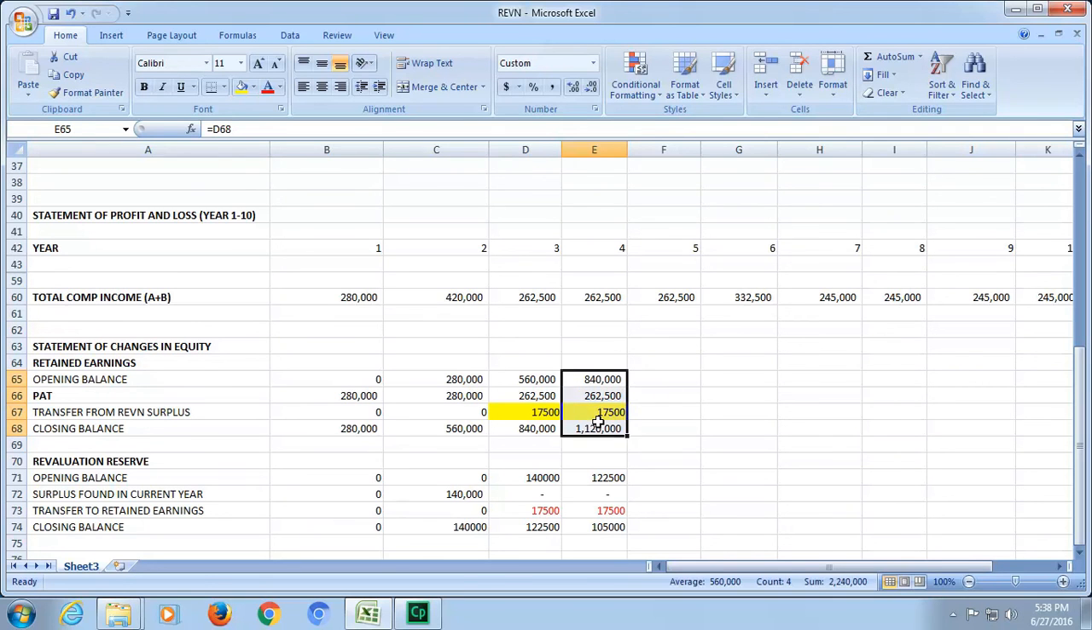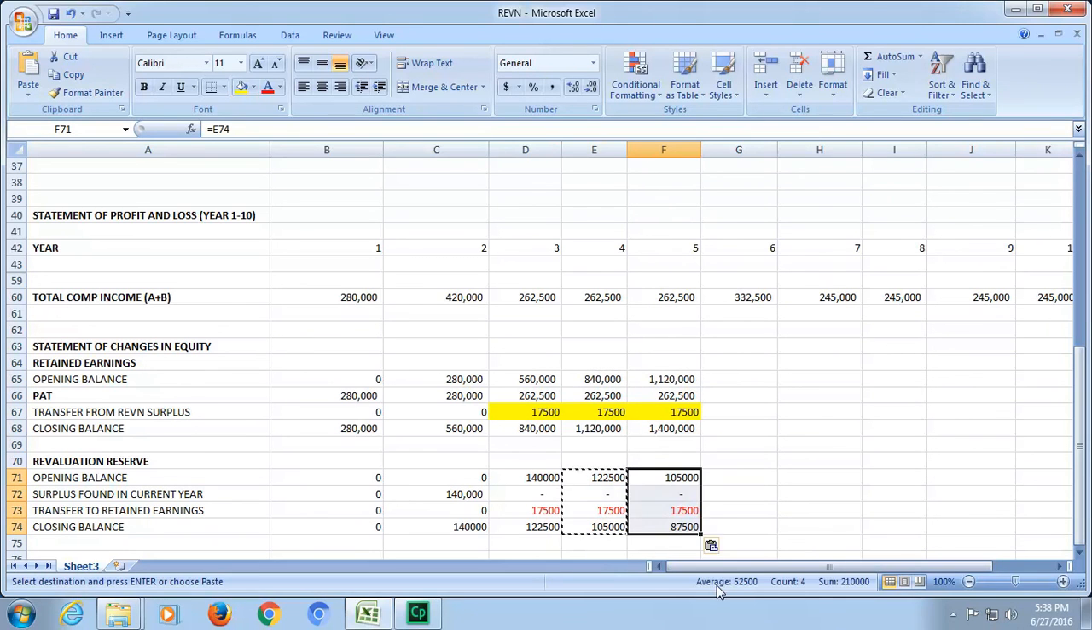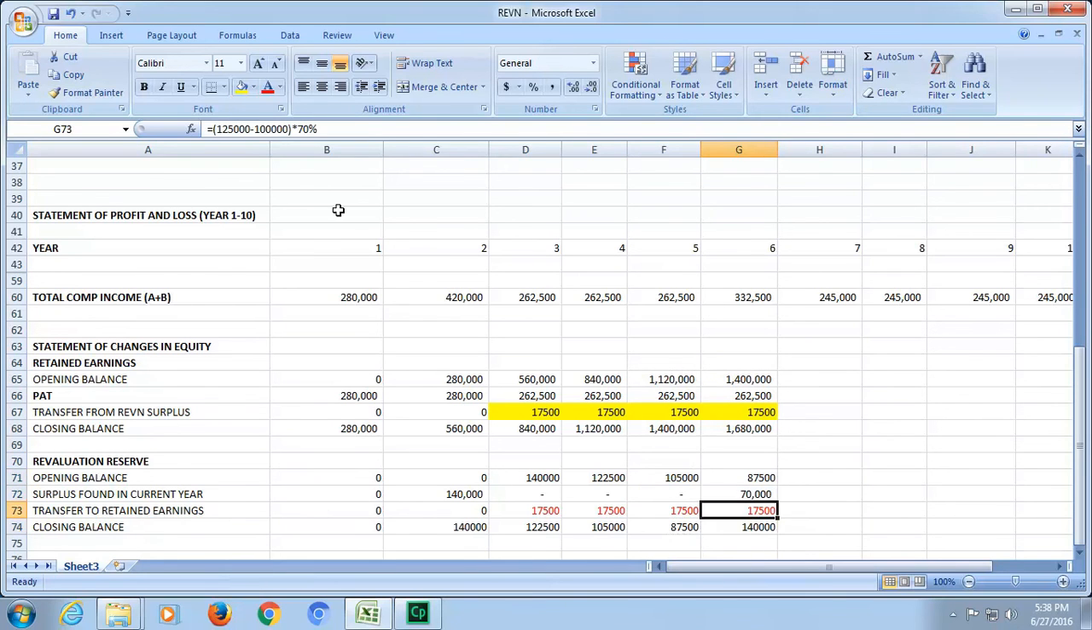Fifth year again, the same thing happens. Now again 17,500 is transferred from this place to this place. Now I'll take the sixth year also. Sixth year also it is the same, because in the sixth year as well depreciation as per books was 125, historical cost was 1 lakh, excess depreciation charge was 25,000, net of tax effect we are going to transfer 17,500.